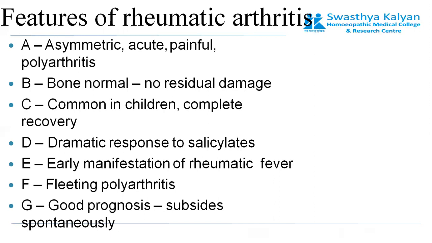D stands for dramatic response to salicylates. E stands for early manifestation of rheumatic fever. F stands for fleeting polyarthritis, that is shifting. The pain, or the joint, will shift from one joint to other. And G stands for good prognosis, that is eventually it will heal and not cause any further complications.